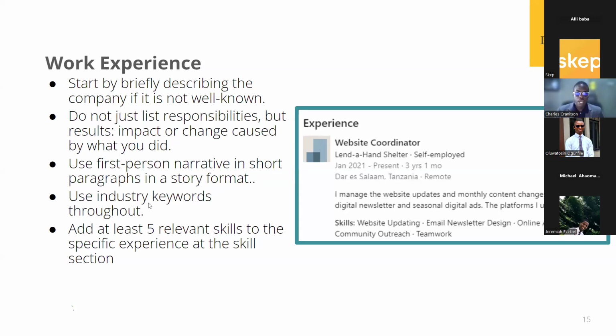Okay. Now use first person narrative in short paragraphs in a story format. So use first person narrative: I did this, and so on. Okay. Use industry keywords again and add at least 5 relevant skills. And the skills, as you see here, some people don't put the skills there. So the skill should be attached to the role.